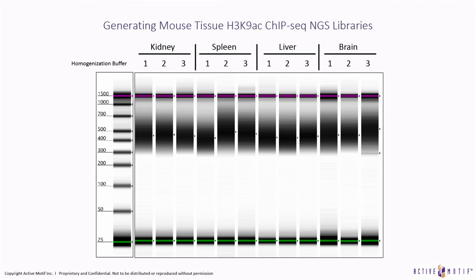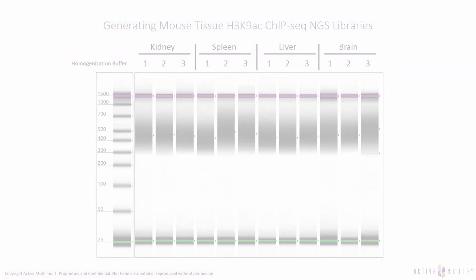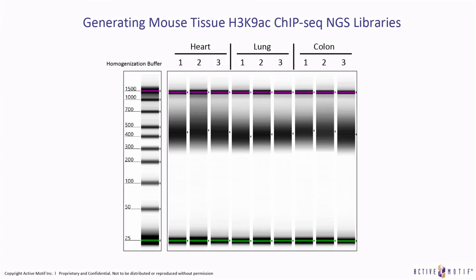So we're looking at ChIP-seq libraries from H3K9 acetyl ChIP in kidney, spleen, liver, and brain. And we can see that in all three homogenization buffers, we get these really nice ChIP-seq libraries averaging between 400 and 500 base pairs. And the same is also true for ChIP-seq that was done in heart, lung, and colon.